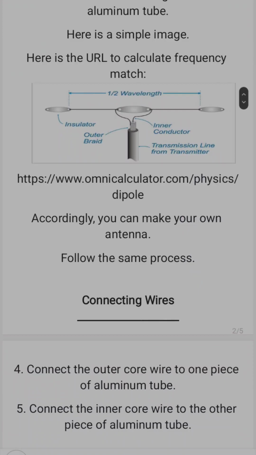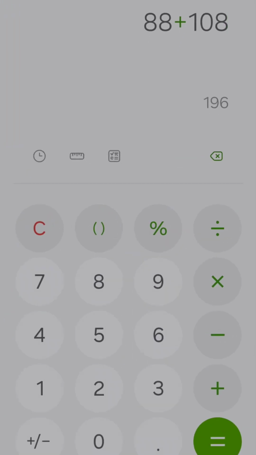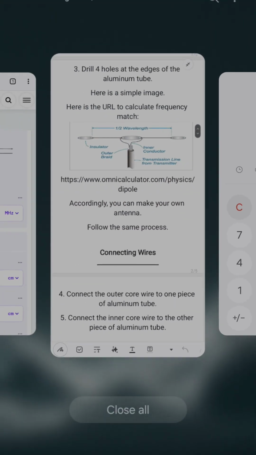Once you visit omnicalculator.com, so here is the site. The total FM bandwidth is 88 to 108. So if I add them, the total is 196. If I divide it by 2, it shows 98.